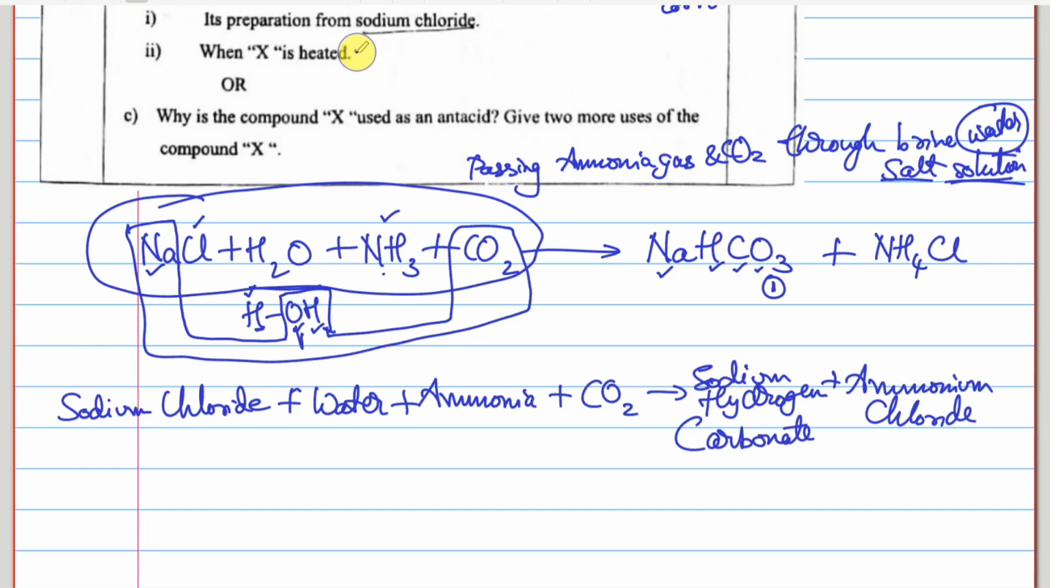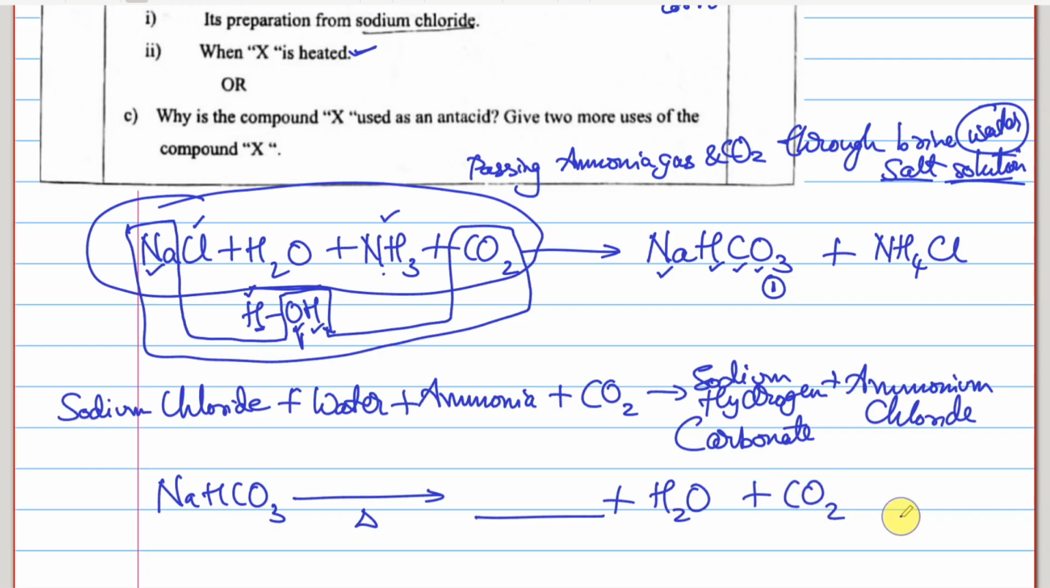Next, they want us to write the reaction when X is heated. So X is NaHCO3. When NaHCO3 gets heated, it will form some salt and it will release water vapors and carbon dioxide gas, right? So which salt gets formed?